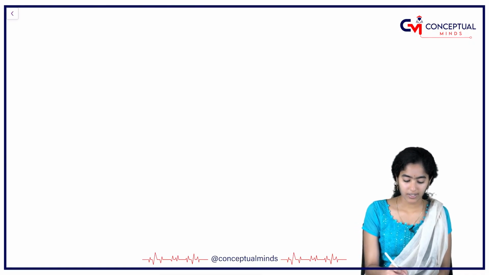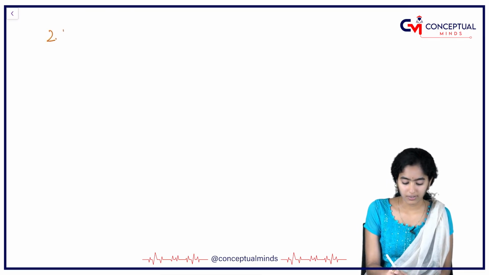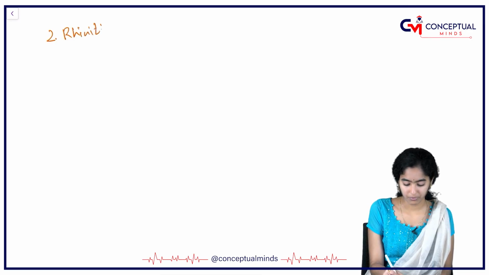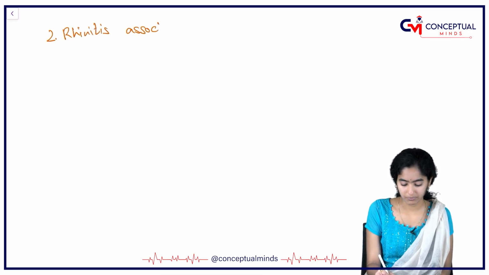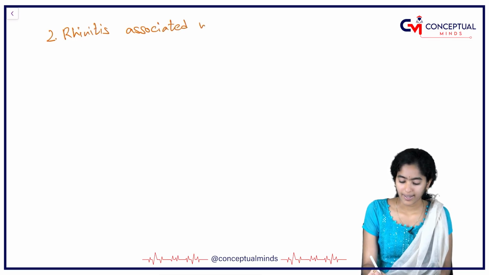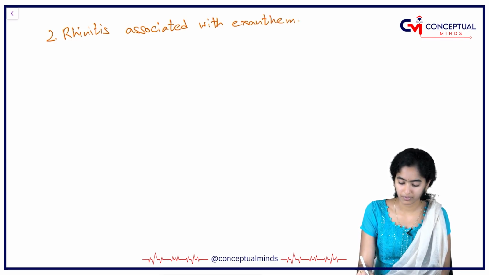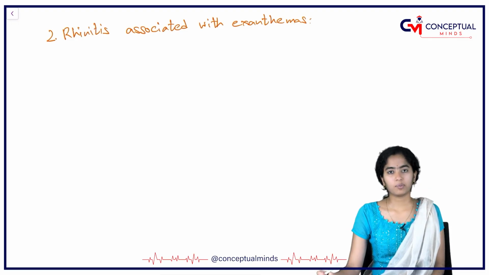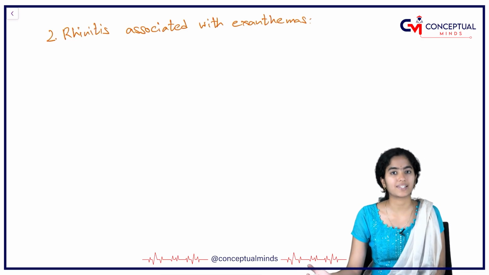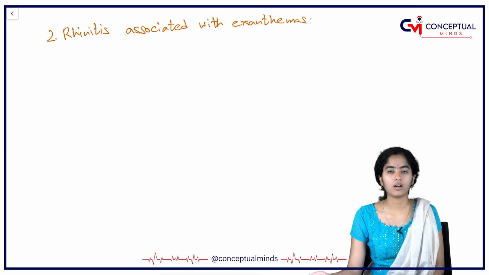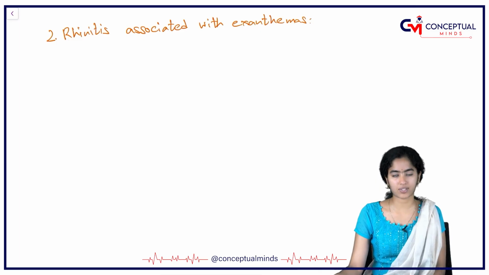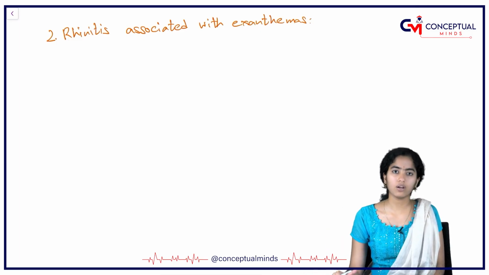Okay, next in our list of viral rhinitis is rhinitis associated with exanthemas or exanthematous fevers. What are exanthematous fevers? Fevers with rash that are typically viral. For example, most common example is measles, chickenpox, rubella. All of these are exanthematous fevers. They cause a fever with rash and they are all viral type.